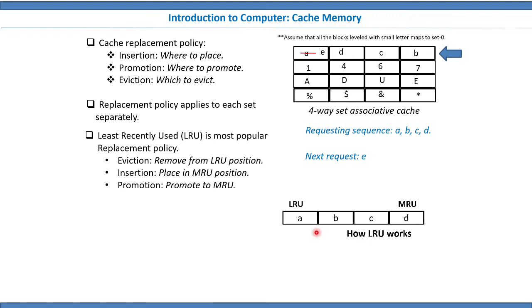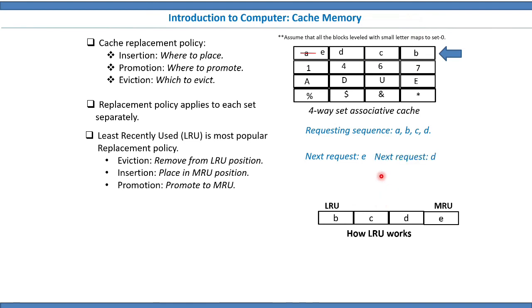But what about the hardware unit of the replacement policy here? If we place E here, then this is called insertion. We are inserting. So what is the insertion policy? Insertion policy says put it in MRU. So we have to remove A here, and E will be placed here. And this is the new structure status of the replacement unit for set 0.